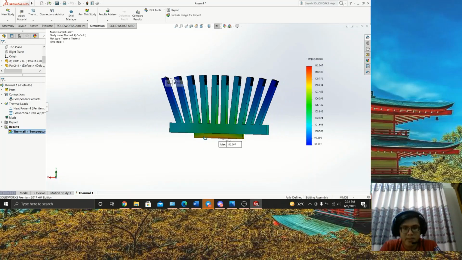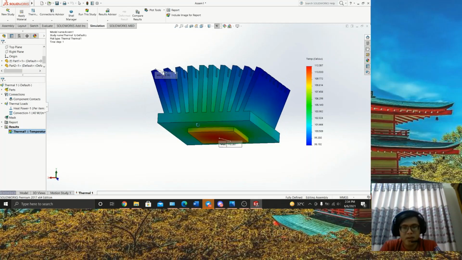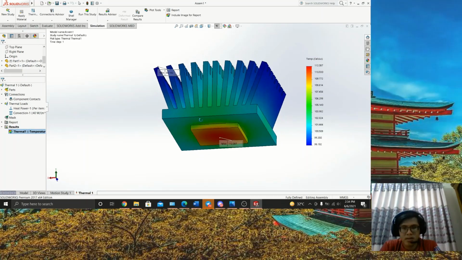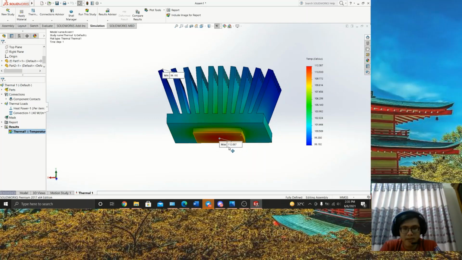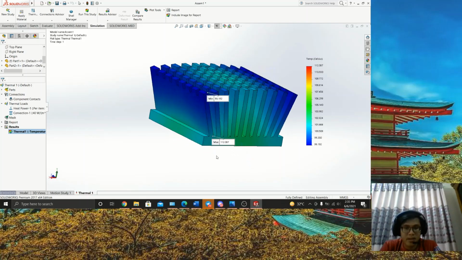From this simulation, we can see the temperature is spread out through the heatsink, which cool the chips. So we can see the max temperature is at the chip, which is the heat source itself, which is 112.08 degrees C, and the minimum temperature is at the top of the fin, is 98.192 degrees C.